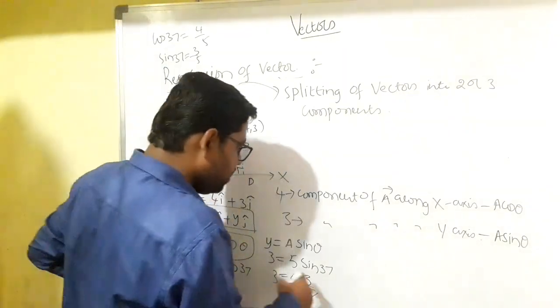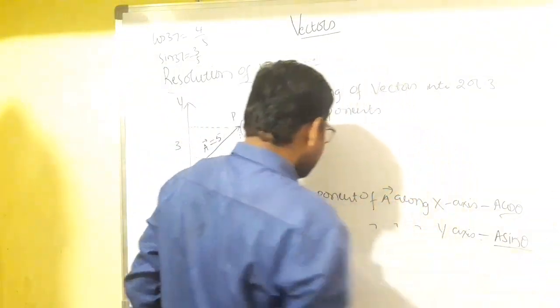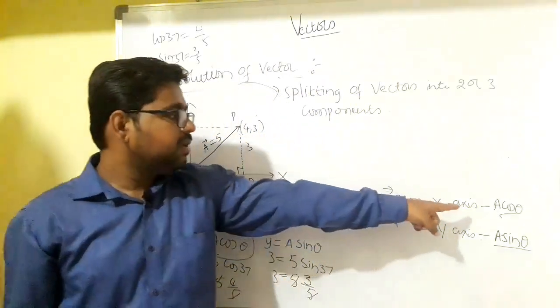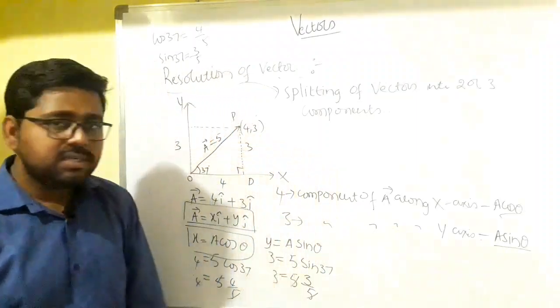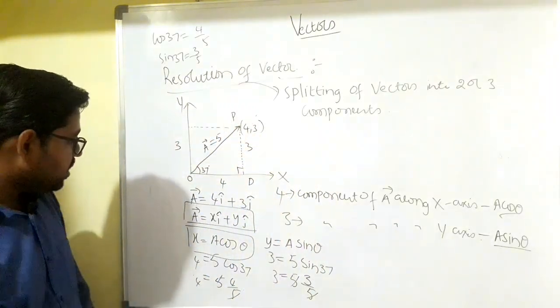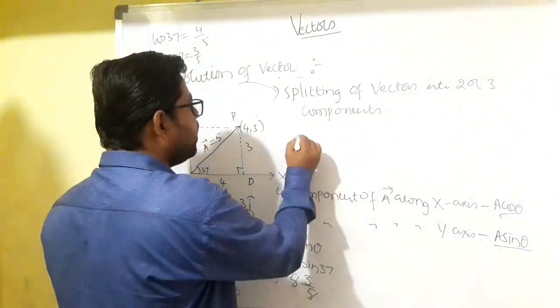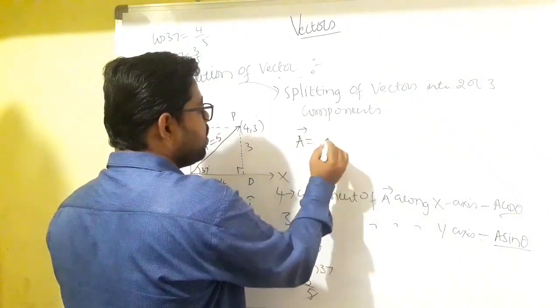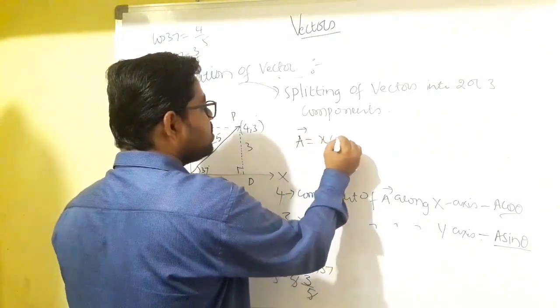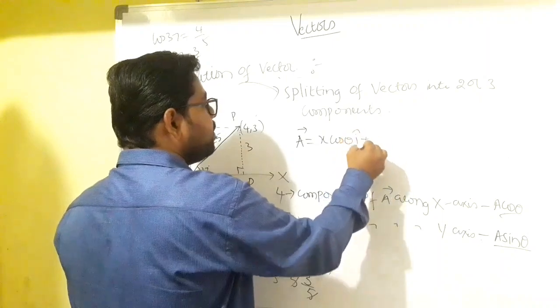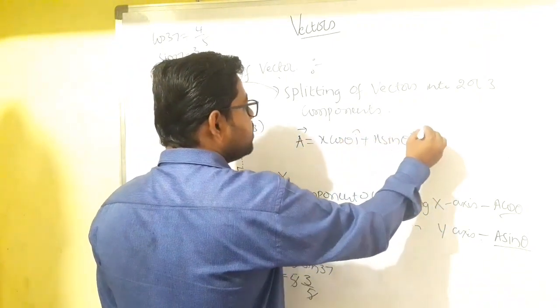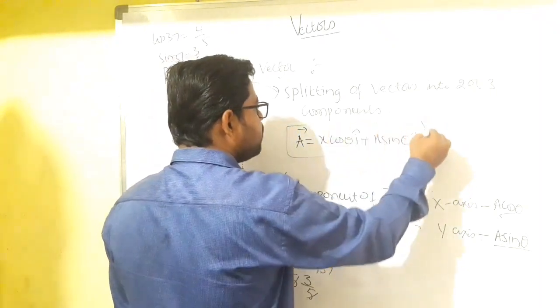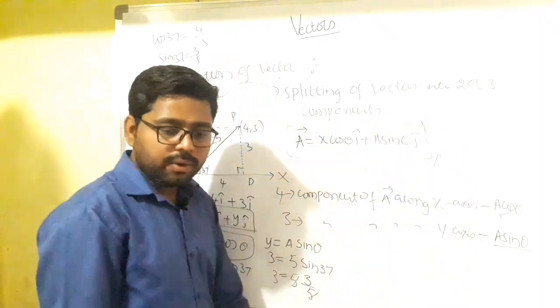So how do we write it? It's nothing but a sin theta. So the component of a along the x axis is a cos theta, and along the y axis it is a sin theta. So in general, how do we write any vector? A vector is equal to a cos theta i cap plus a sin theta j cap. So this is the resolution of a vector. Okay.